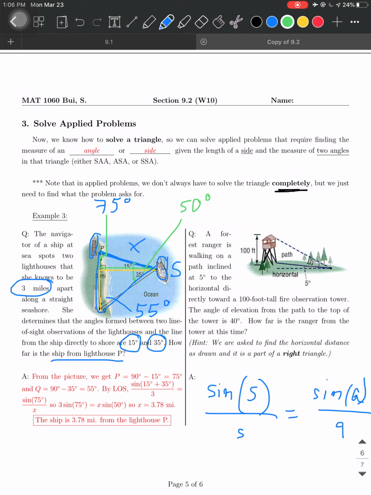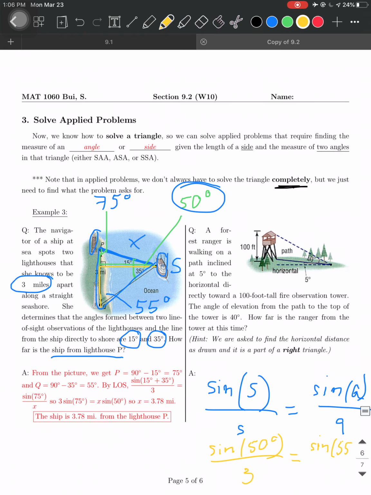Okay, big S in here would be 50. Little s in here would be 3. So let me put it together. Let me write it in yellow. So we have sine of 50 divided by 3 equals sine of big Q in here is 55. And the little q in here would be X. So we got this step in here.